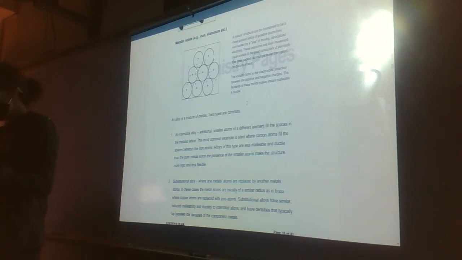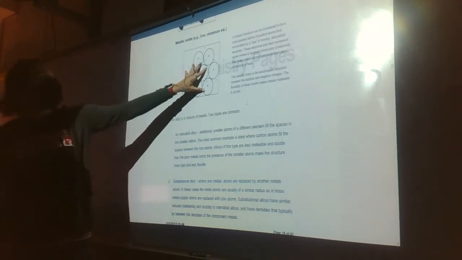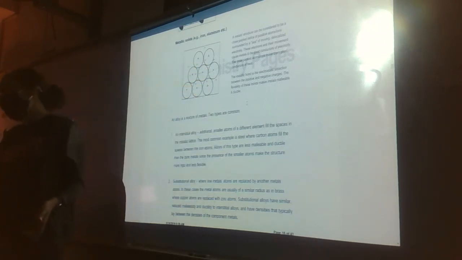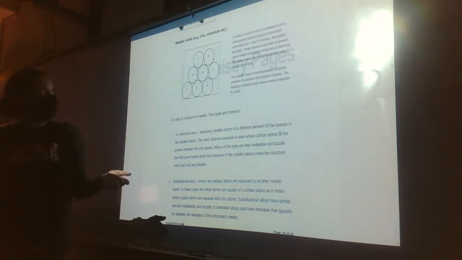In addition, this sea of electrons is what makes metals malleable, or able to be bent without breaking. It also makes them ductile, where we can stretch them into wires without them breaking. It's all about the sea of electrons in metallic bonding and metallic solids.